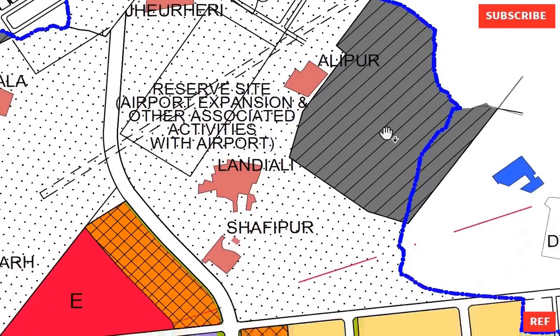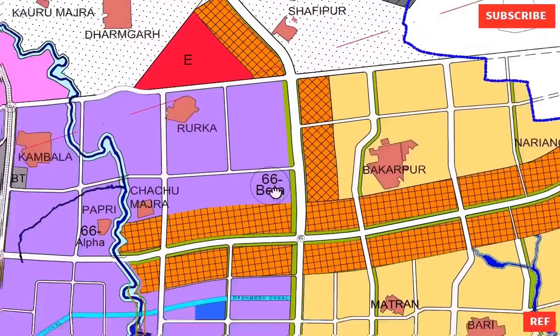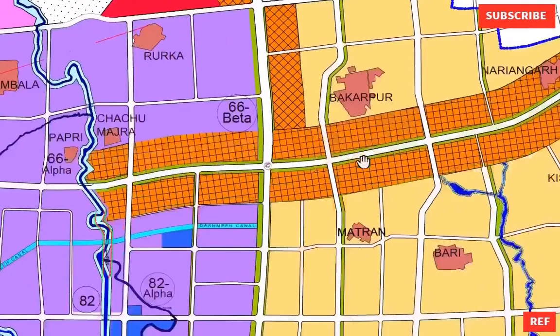We have got a very well developed bus stand, railway line, railway station, airport, bus transport running throughout the city, auto rickshaws. So we can say that Mohali has got very good transportation facilities available throughout the city.